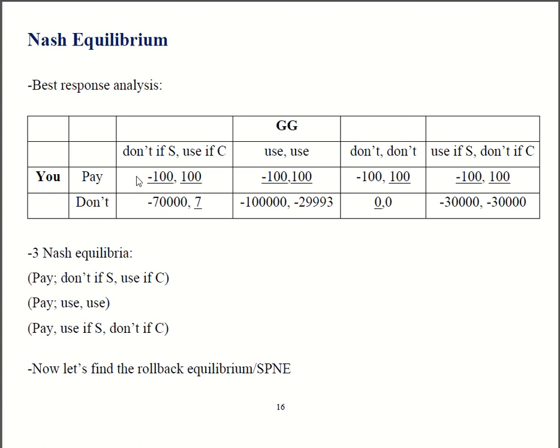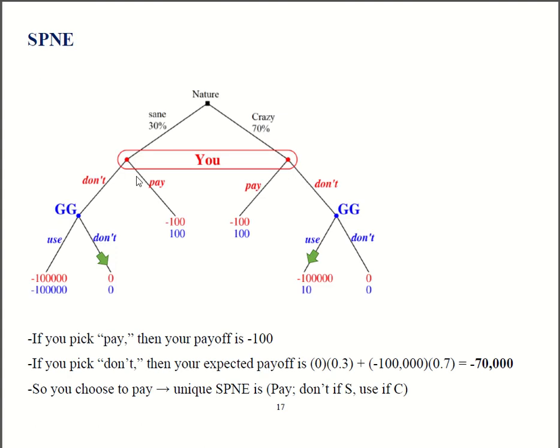Now what we'll do is find the Rollback Equilibrium, or in other words, find the subgame perfect Nash Equilibrium. So we go to the end of the game first, and then we find what Grenade Guy is going to do at his very last nodes. The crazy Grenade Guy is going to use the grenade, right? Because they prefer dying to getting 0. They're crazy. So we put an arrow there. The sane Grenade Guy would rather stay alive, so he's going to play don't use. That also gets an arrow.